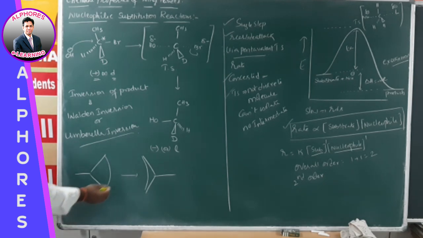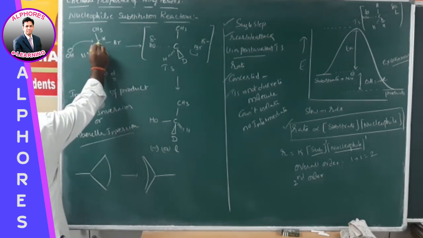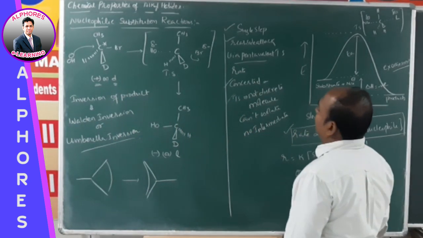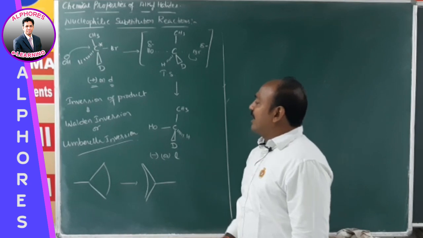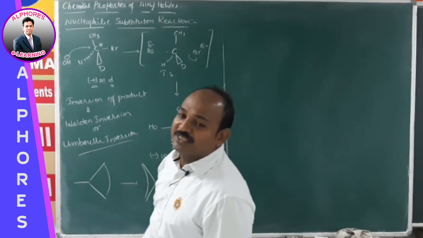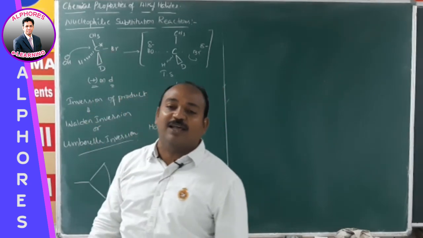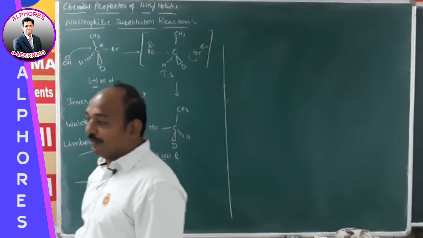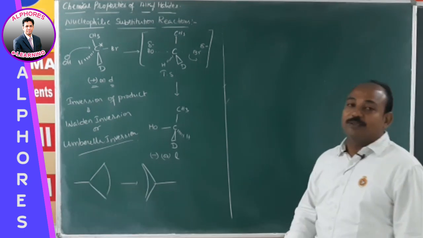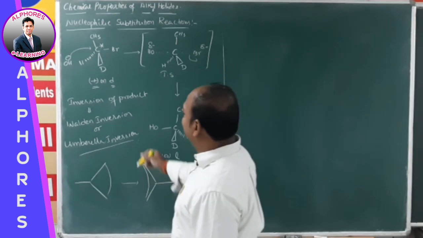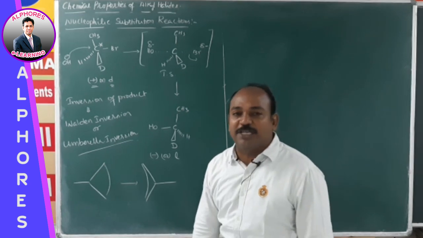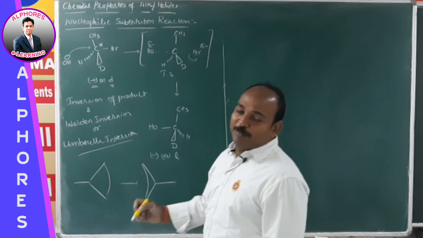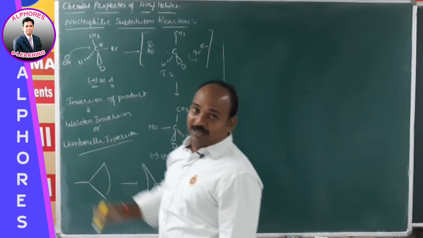But you can notice this inversion only if the halogen containing carbon is chiral. If it is not chiral, we cannot. Such Walden inversion or umbrella inversion we can notice in the case of a substrate consisting of a chiral center. Of course, that carbon is also the halogen containing carbon.